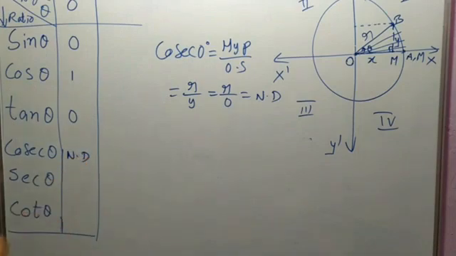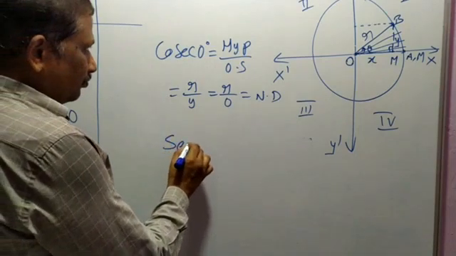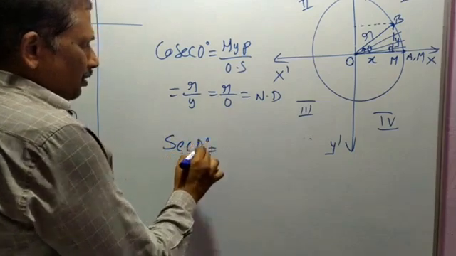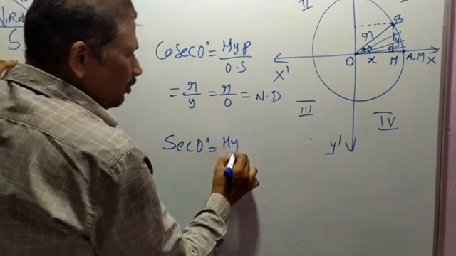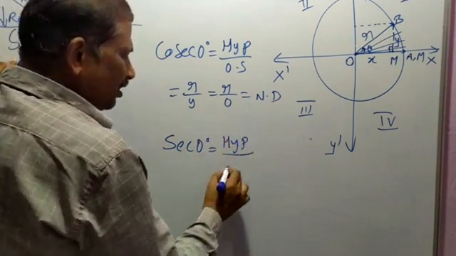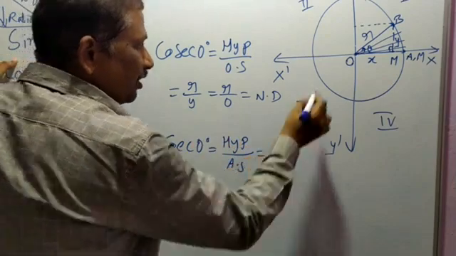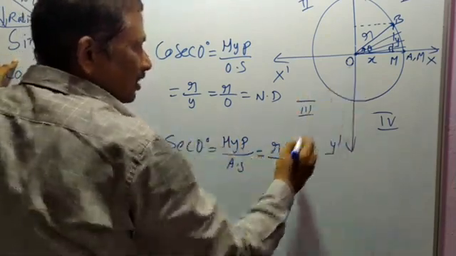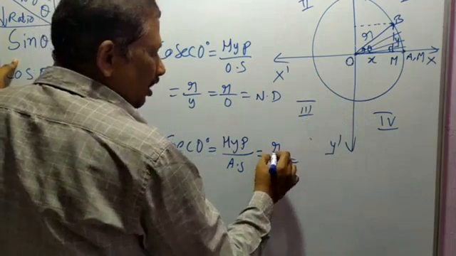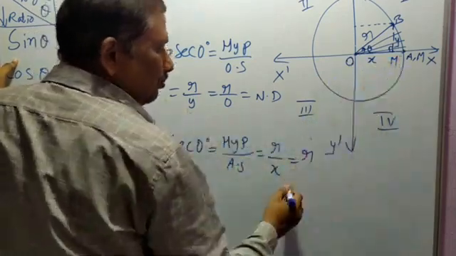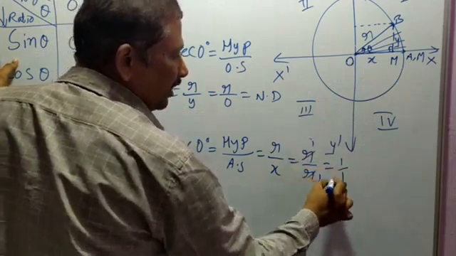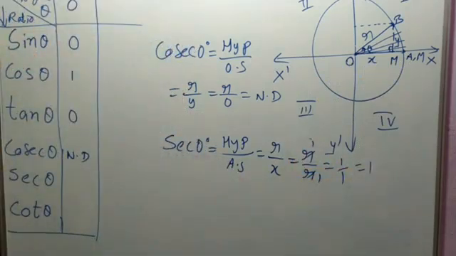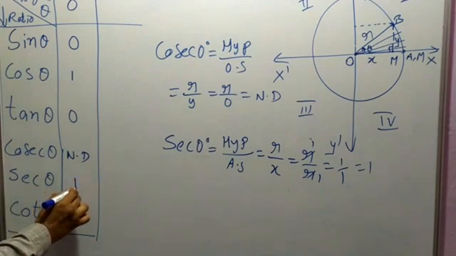Next, coming to secant. Secant 0 degrees is the reciprocal of cos. Cos is adjacent side by hypotenuse. So this becomes hypotenuse by adjacent side. Hypotenuse is nothing but the radius vector r and adjacent side is x. So here r has no change, and x will become r when it coincides. So it will become r by r, which is 1. So secant 0 degrees is 1.